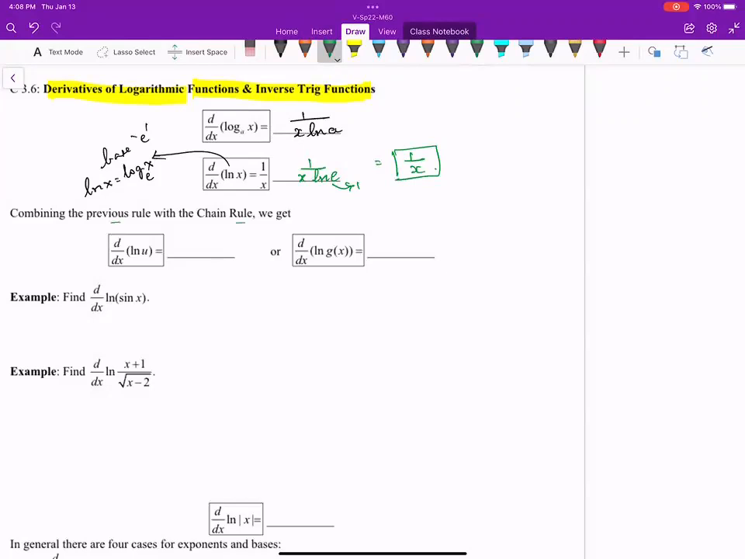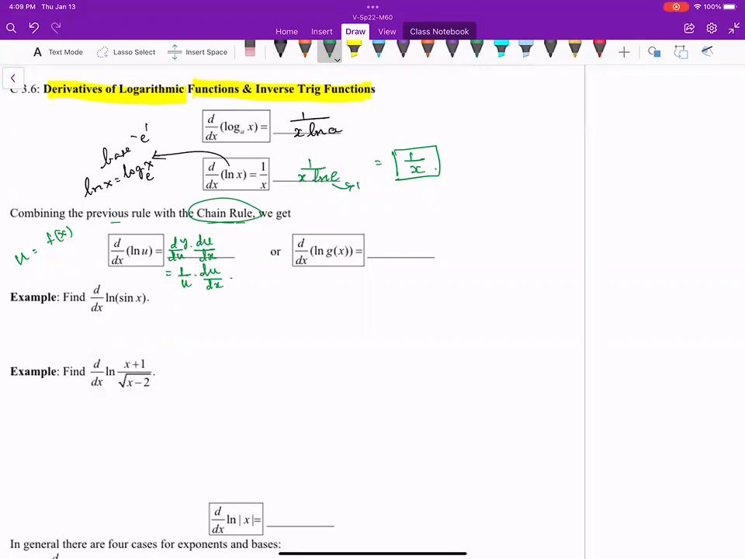Combining the previous rule with the chain rule, we get d by dx of ln of u, where u is some function of x. Then we have to differentiate the outer function and then the inner function. We use the chain rule. So it is d by du of ln u times du by dx. This will turn out to be 1 over u, which is the outer derivative, then the derivative of u with respect to x, which is just du by dx. So 1 over u times du by dx.